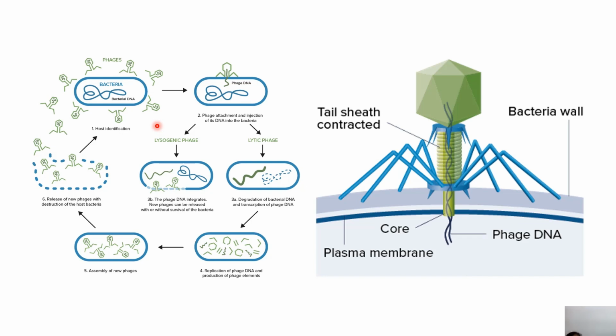If you can see, this is a schematic of how it forms. Host identification, phage attachment and injection of its DNA into the bacteria, lytic cycle or lysogenic cycle, degradation of bacterial DNA and transcription of phage DNA, or phage DNA integrates. New phages can be released with or without survival of the bacteria. Replication of phage DNA and production of phage elements, assembly of new phages, release of new phages with destruction of the host bacteria.